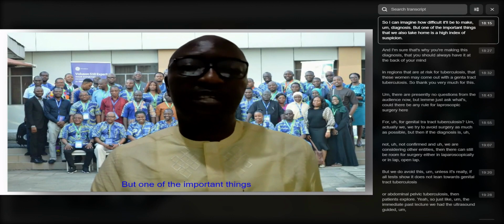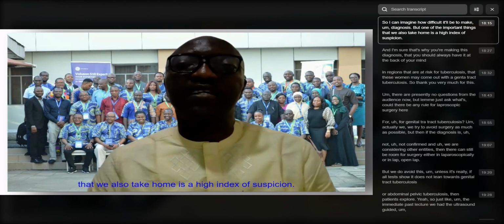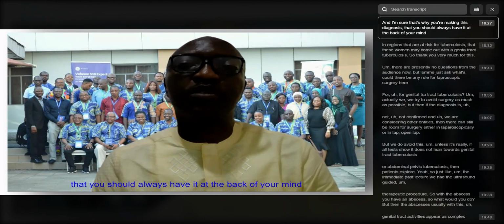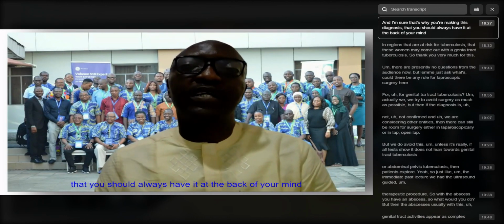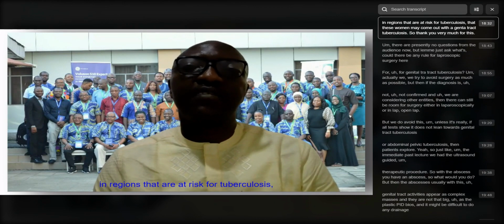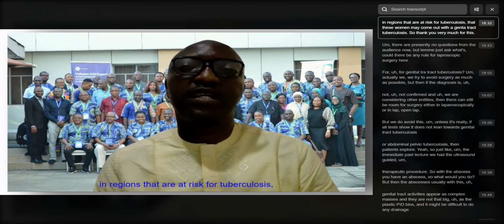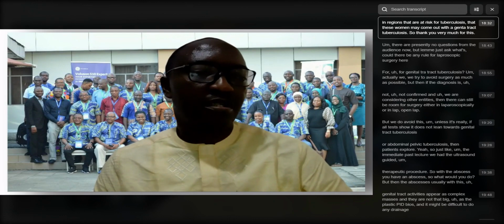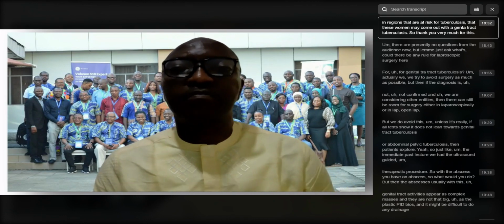But one of the important things that we also take home is a high index of suspicion. And I'm sure that's why you're making this point, that you should always have it at the back of your mind in regions that are at risk for tuberculosis, that these women may come out with genital tract tuberculosis. So thank you very much for this.